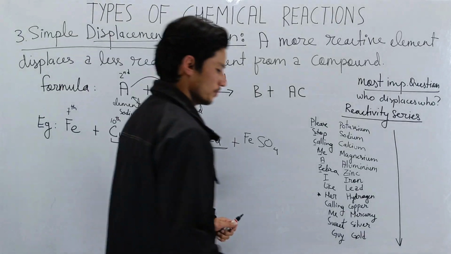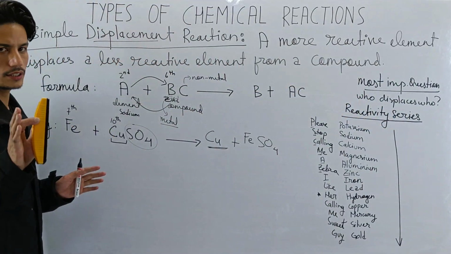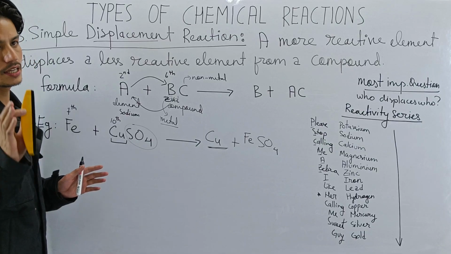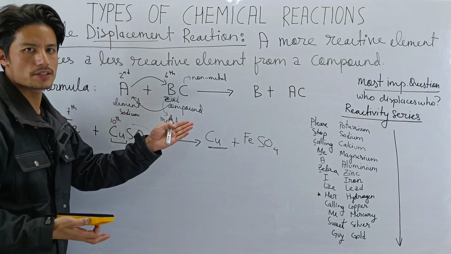So now let me erase this one, and then we will discuss the fourth type of chemical reaction, which is double displacement reaction, which is very easy if you have understood simple displacement reaction.